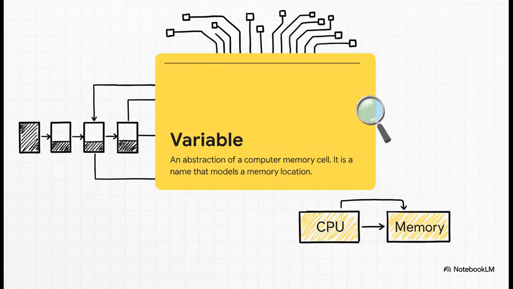So where do we put these values? We store them in variables. Now here's a key idea. A variable isn't just a random name. It's actually a stand-in, an abstraction, for a physical spot in your computer's memory. This is all thanks to the von Neumann architecture, which is the basic design for almost all modern computers, where our code and our data live together in memory. That's what lets us put a convenient name on a memory address and use it to store our stuff.